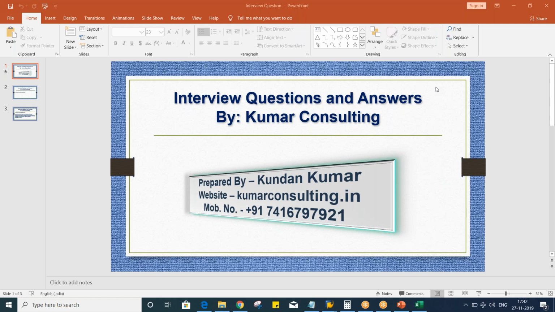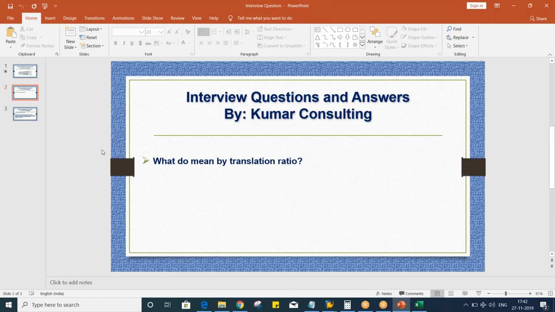Look at here, guys. The next question is related to the currency translation. What do you mean by translation ratio? Or it could be, what do you mean by currency translation ratio, or foreign currency translation ratio? All of them give the same meaning. So what do you mean by translation ratio, guys?